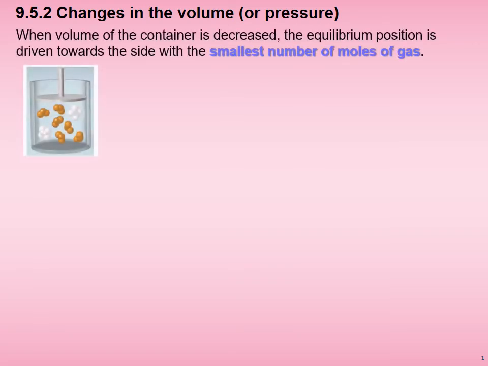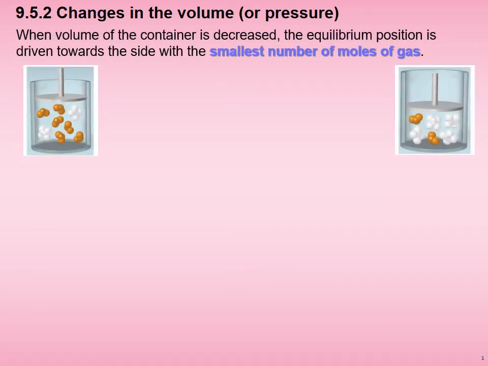When volume of the container is decreased, the equilibrium position moves to the side with the smallest number of moles of gas. For example, for the reaction involving dinitrogen tetroxide and nitrogen dioxide, there is 1 mole of reactant dinitrogen tetroxide on the left-hand side, and there are 2 moles of product nitrogen dioxide on the right-hand side. 1 mole is smaller than 2 moles, so when the volume is halved, the reaction shifts left to the side with 1 mole of species.